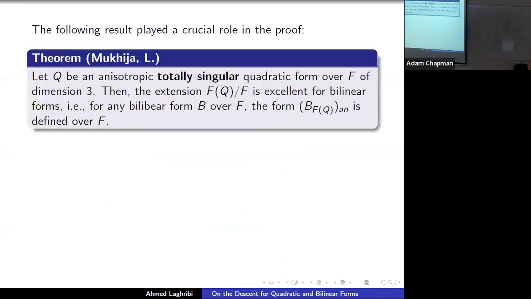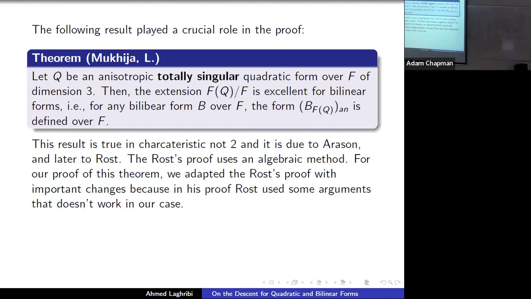We use this. And also we used a new thing. If you take Q, an anisotropic totally singular quadratic form over F of dimension 3, in some sense, you will work with the function field of a singular conic. The extension is excellent. What I mean by excellent is, when you take any bilinear form, you extend to F(Q) and you take the anisotropic part, it is defined over F. So here, we adapt. We worked it, we changed a lot of things using the Rost proof. You know the excellence for F(Q) when Q is of dimension 3. In characteristic not 2, it was proved first by Arason. And later it was proved again by Rost, but Rost used only some algebraic structure arguments that we can extend to characteristic 2.